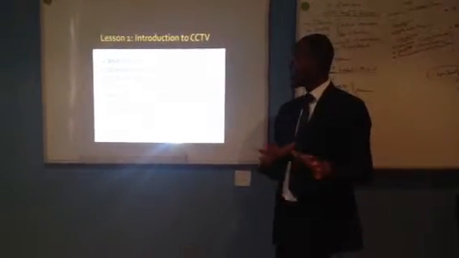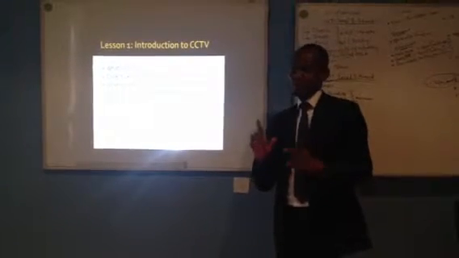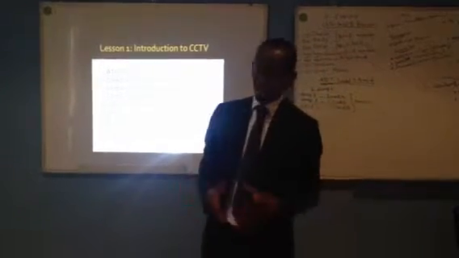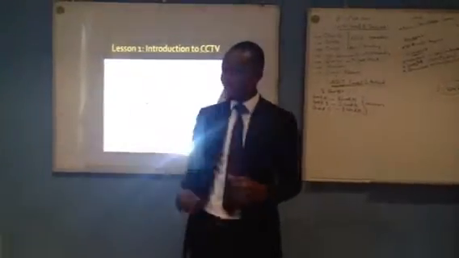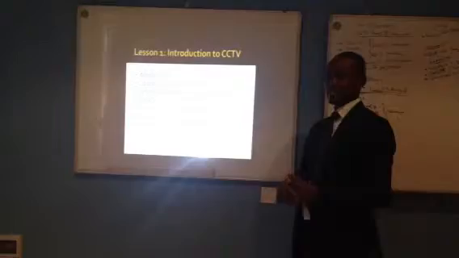But before I go any further, I would like to ask one question, because at every point in time I want this class to be interactive as much as possible. So Dami, can you explain to me what you understand by a CCTV system? I want to understand. If I want to explain the CCTV system, I will say that a CCTV system is an electronic system that is capable of recording an event, recording that particular event, and extracting that particular event to monitor an incident.